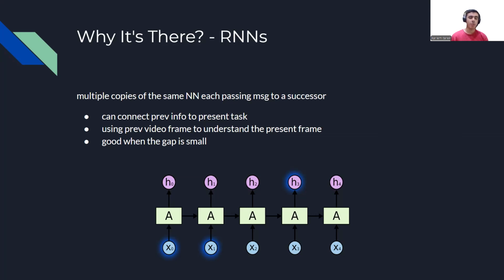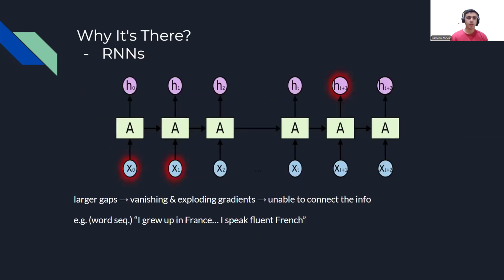This is good when the gap between the relevant information and the present use case is small, but the gap can get larger, which leads to a problem known as the vanishing gradients and exploding gradients, which makes the neural network unable to connect the information. A very well-known example is a very long word sequence, where we need to predict later statements based on a context further back in the story.